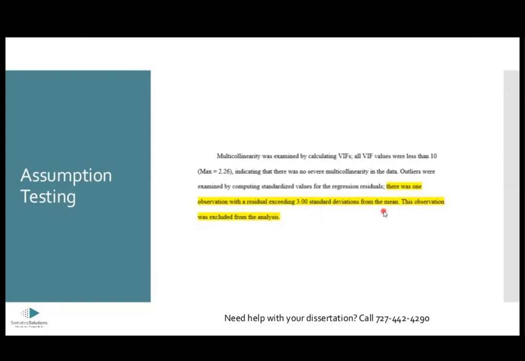So this is another option. You may need to manipulate data if it's not going to skew what you have too much. It may be an option to just exclude in some cases.